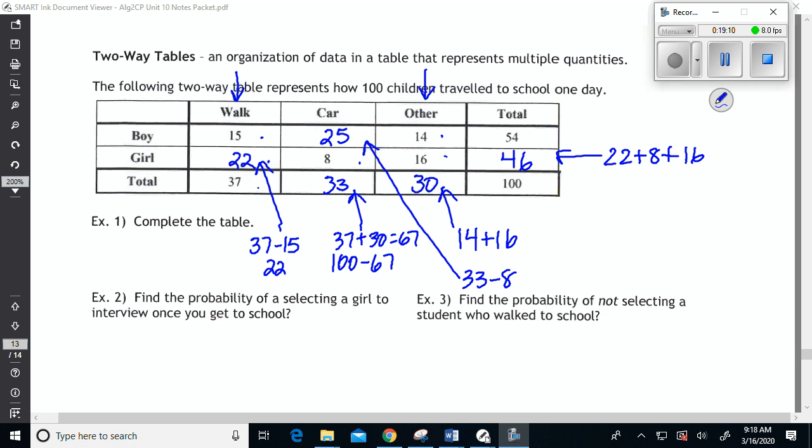Notice in filling out that table, you did nothing more than some basic adding and subtracting. But now we can use it to find everything else.